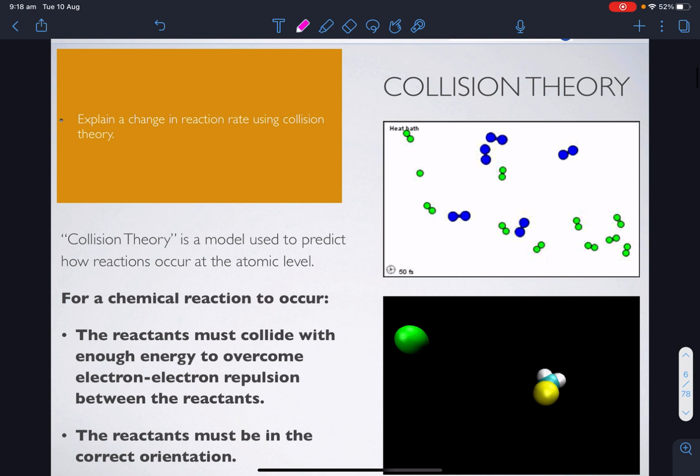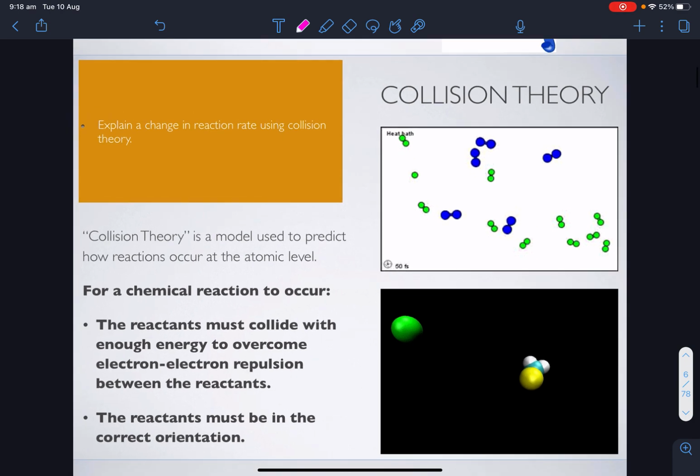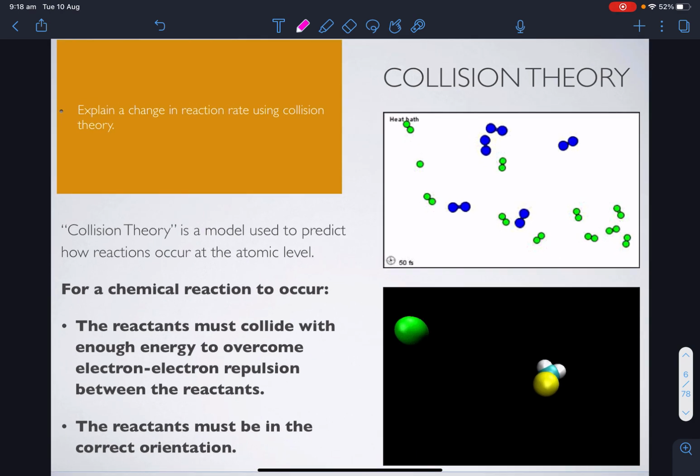Okay, so there's just a range of times. Let's talk about why chemical reactions happen. Chemical reactions occur when these two things happen, okay? For a chemical reaction to occur, the reactants must collide, but they must collide with enough energy to overcome electron-electron repulsion between the two reactants.